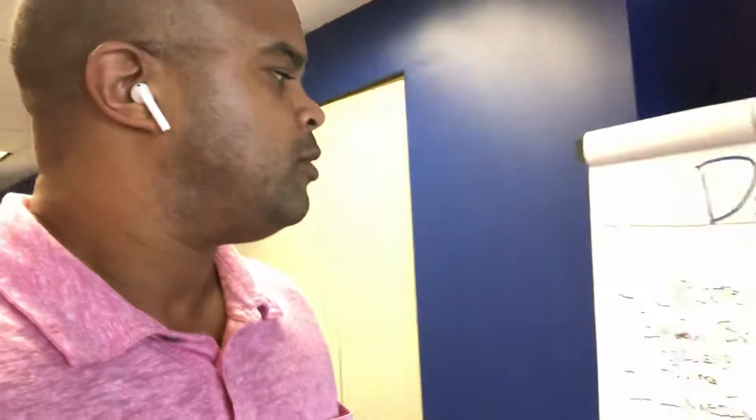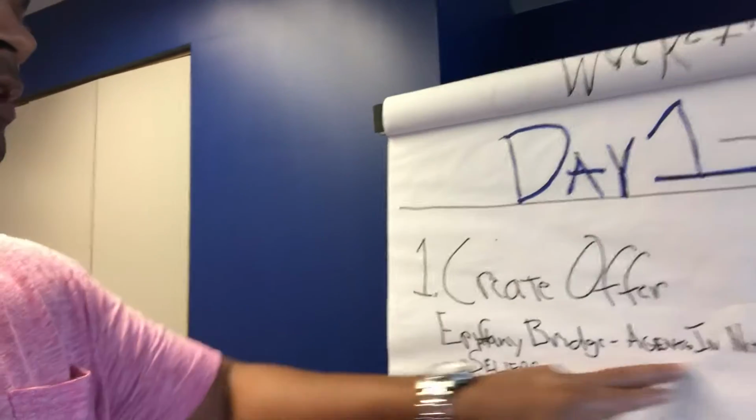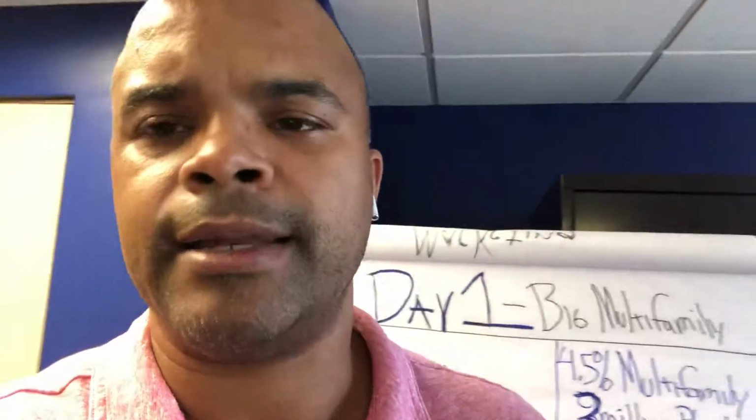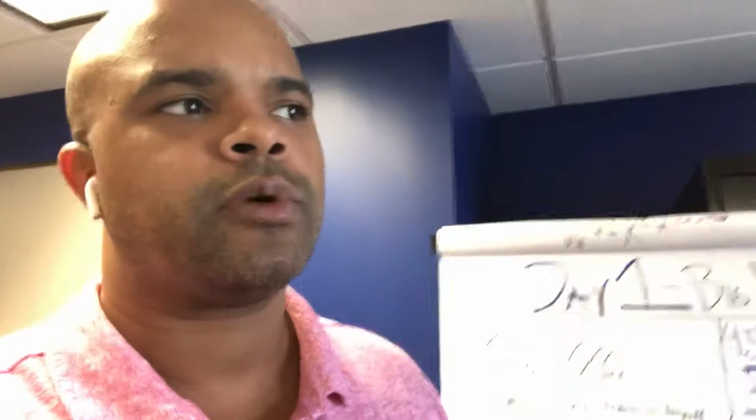So what we've got is your epiphany bridge. Agents in your network. We're going to look at sellers and buyers. The first thing you're going to do is use LinkedIn, and if you look to the side, there is a page that you can download where I give you specific LinkedIn templates, things that you can say to the listing agent to get them into your network. But what we're going to do is contact the listing agent, and we're going to share our story.